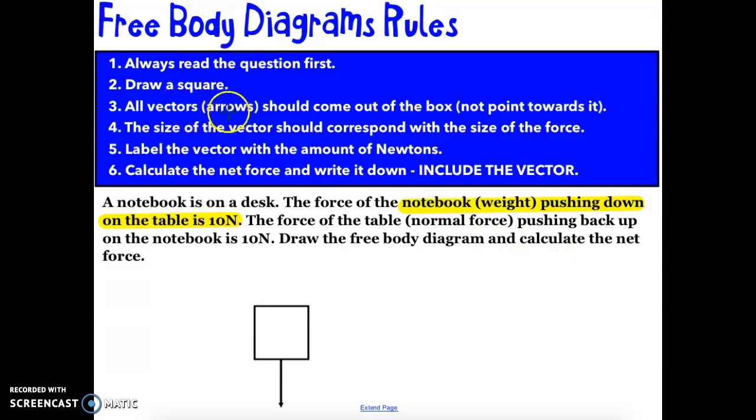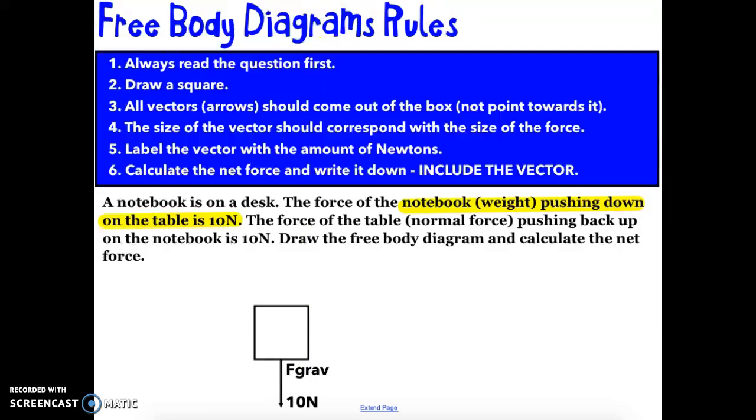Now we always have to label it with 2 things. First, we need to label it with the type of force. Well, we just said the type of force is gravity, the weight that's pushing it down. So on our notes we learned that we label it F grav, and I'm going to put that there. And then we also need to label it with the amount of newtons, which is given to us in the story, which is 10 newtons. So I'm going to add 10 newtons. Okay, so I've labeled my vector.